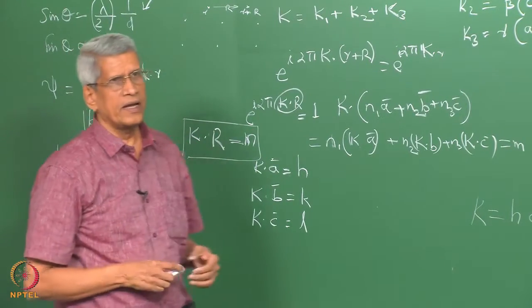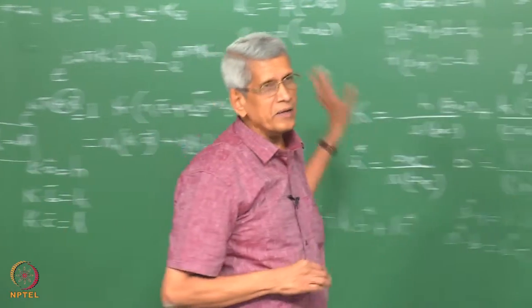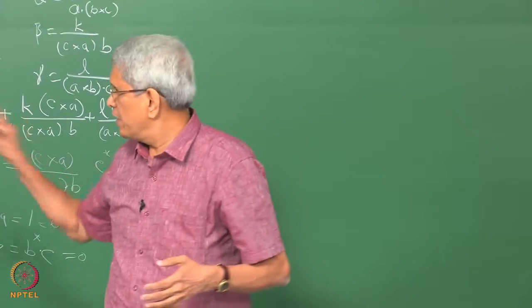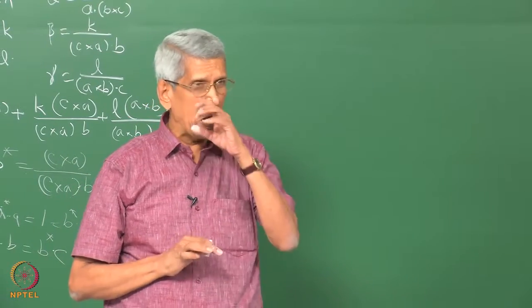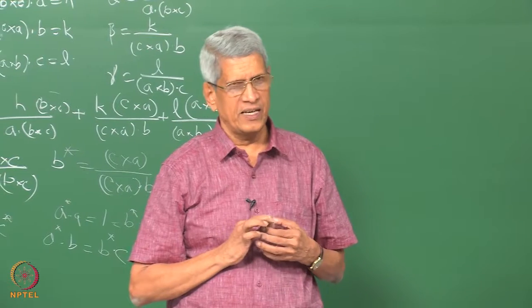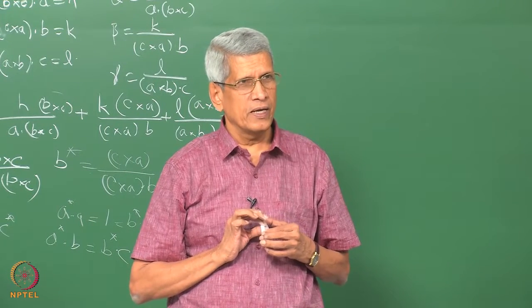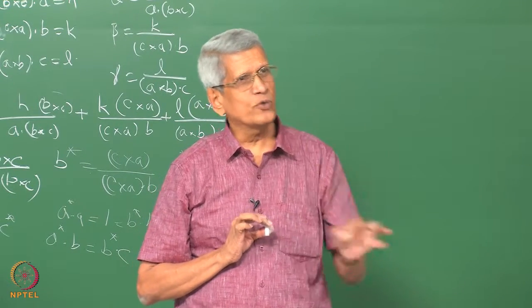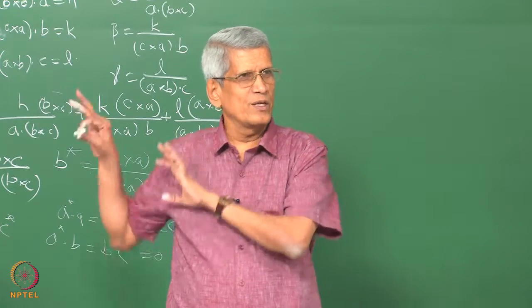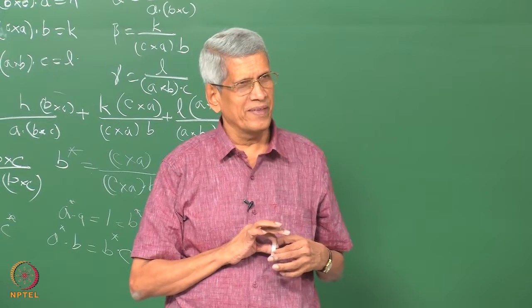If k dot r equals m, again I come back to it because one should fully understand the significance of this. That equals m means that if I choose a particular vector in the real lattice R, there can be many values of k for which this equation will be satisfied.